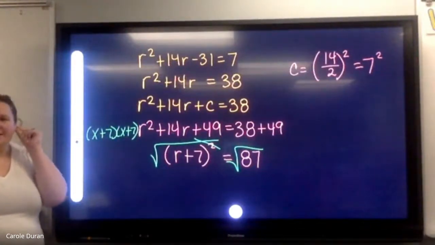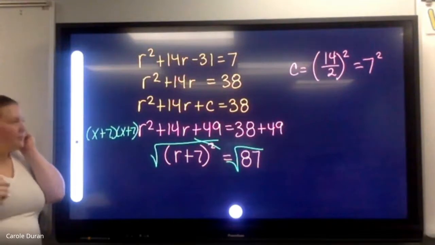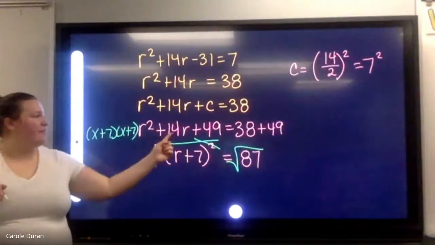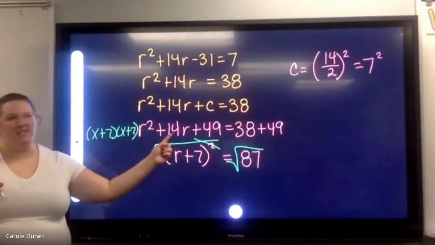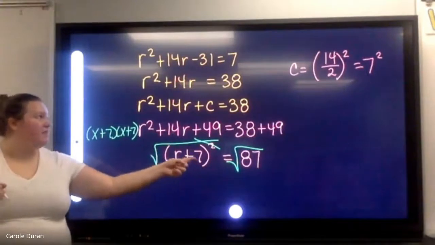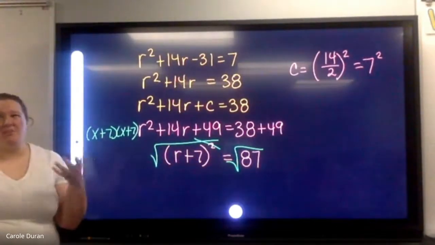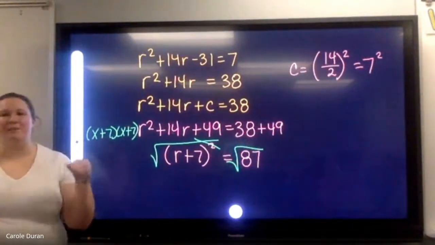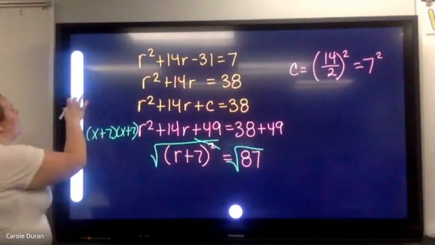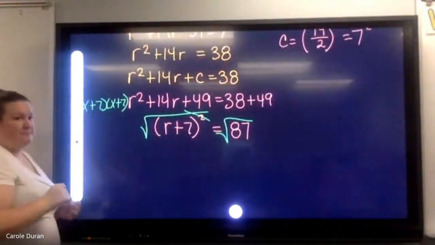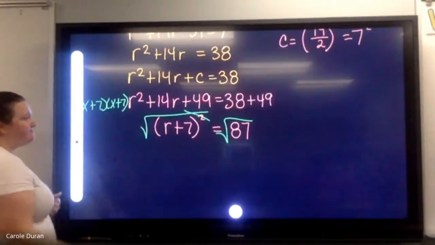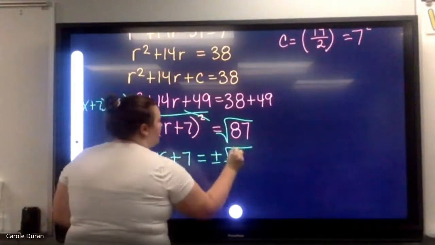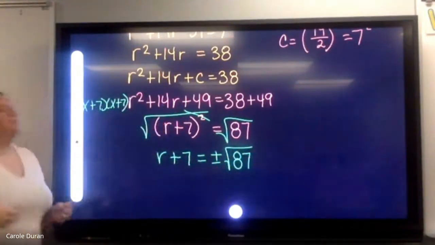Can I tell you guys a secret? A perfect square trinomial is always going to factor into x plus or minus whatever half of this middle term was. Every single time. So half of 14 is 7. On our previous example, my middle term was 6, half of 6 was 3, and my factor was x plus 3. So it always factors into x plus or minus whatever half of that middle term is. So now I have r plus 7 on the left equals positive or negative square root of 87.